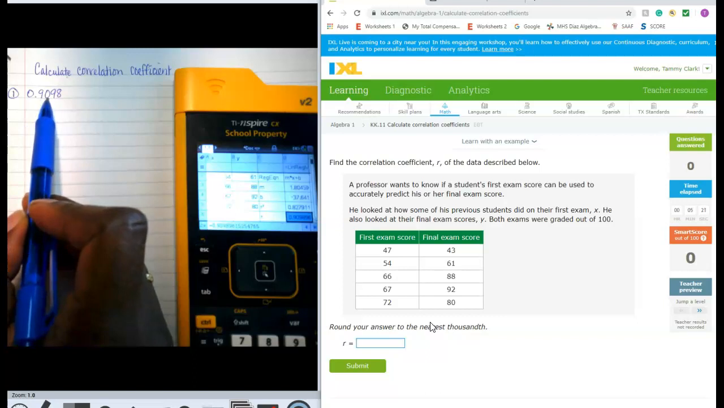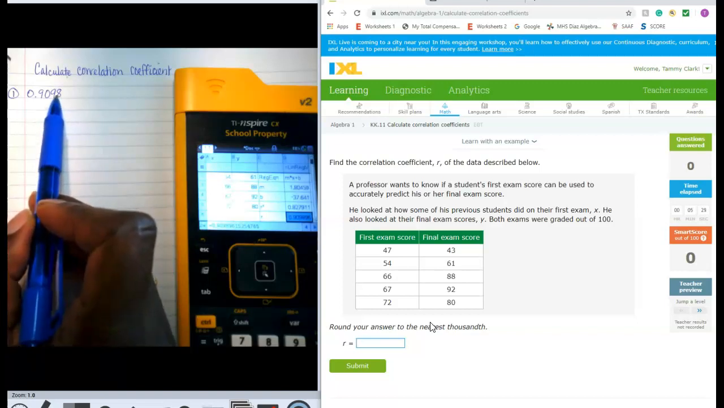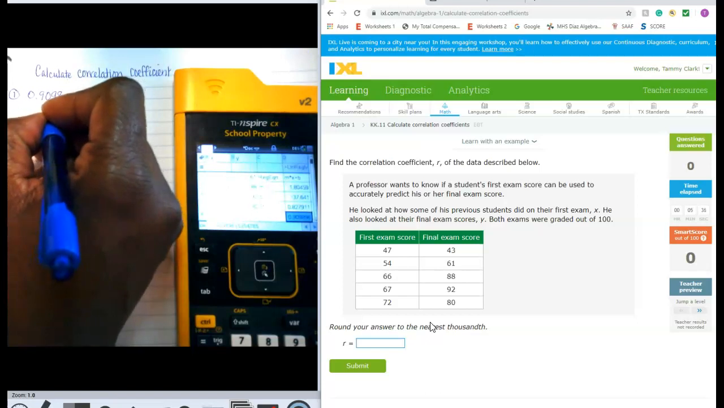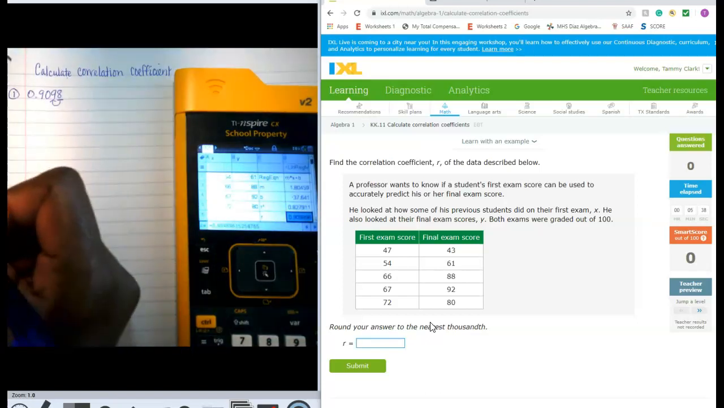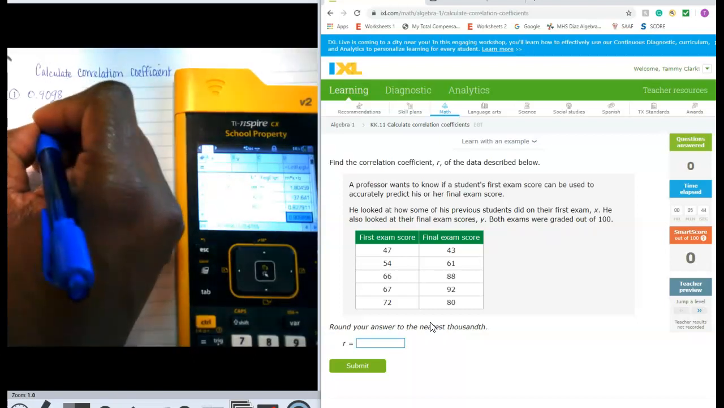The second place behind the decimal point is the hundredths place. The third place is the thousandths place. The fourth place is the 10,000th, and we're going to use the 10,000th place to determine what we should do with the thousandths place. Now, if I round this, I've got 0.9.